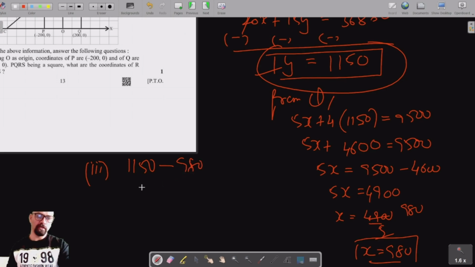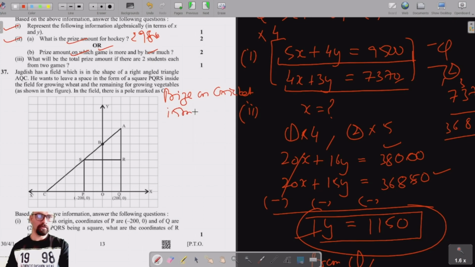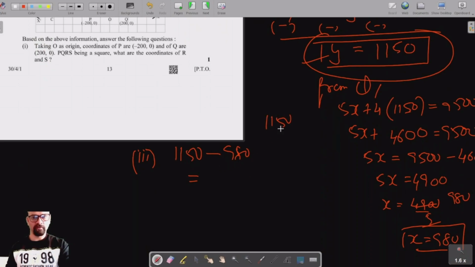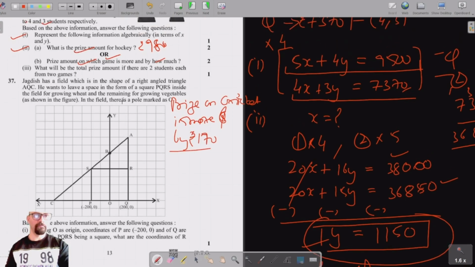1150 minus 980. So the price on cricket is more, and by how much, let's subtract it. So 1150 minus 980, 15 minus 8 is 7 and 1. So by 170 rupees, the prize money is greater. So the price is more by 170 rupees. So price on cricket is more and by 170 rupees.